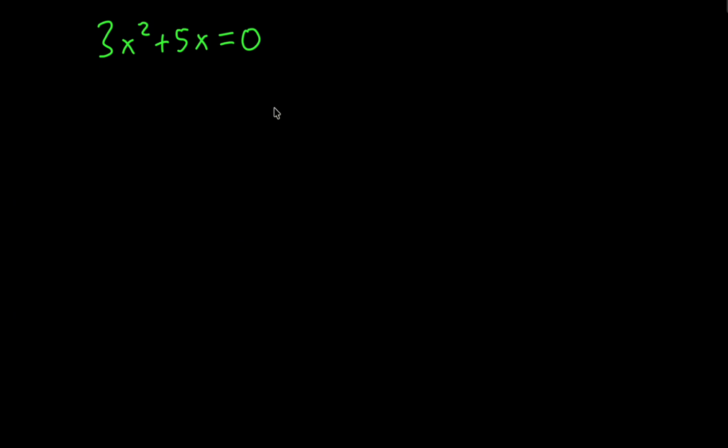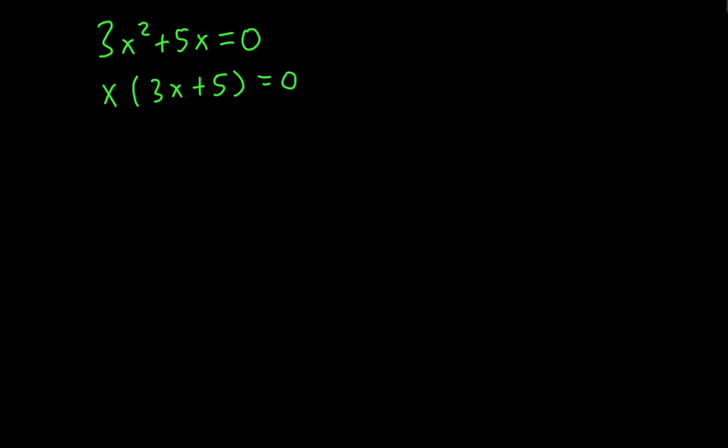3x squared plus 5x equals 0. You might notice that we're missing the constant. If that is the case, we can actually solve this by common factoring. I look for any common factors between 3x squared and 5x, and in this case it's going to be x. So I'm going to factor out x, and inside the bracket, I'm going to be left with 3x plus 5, and that equals 0.